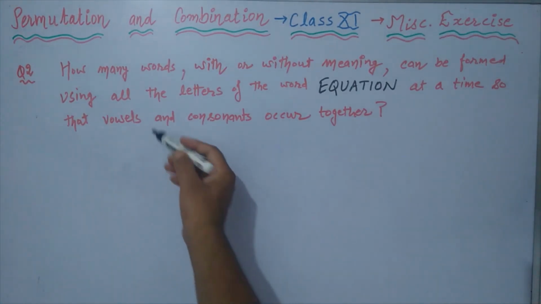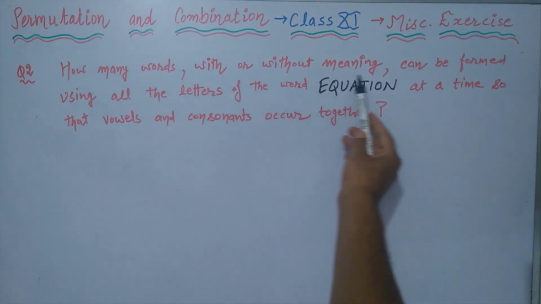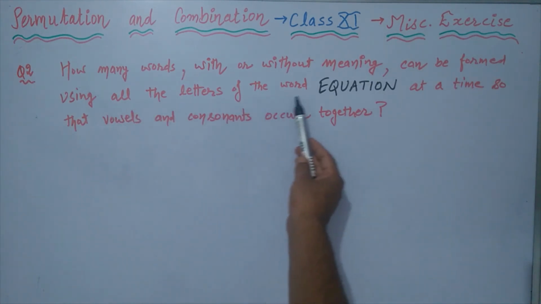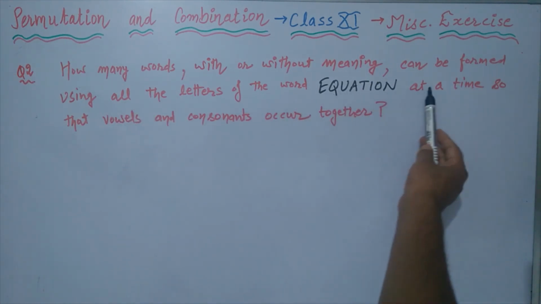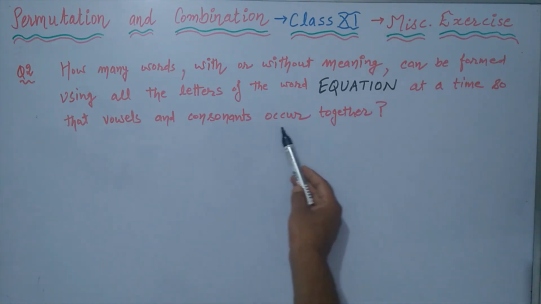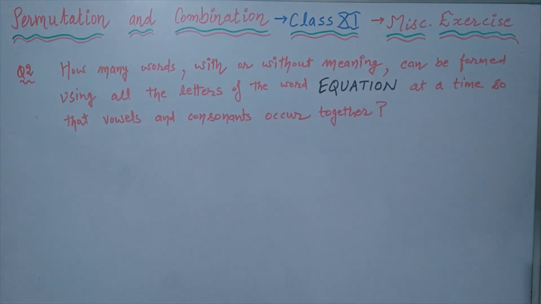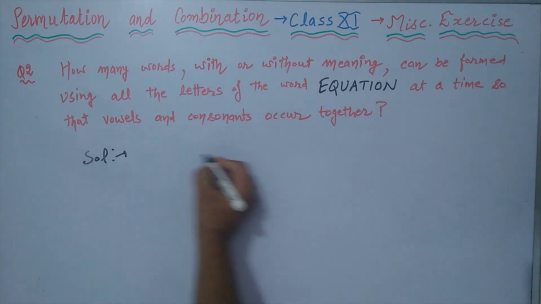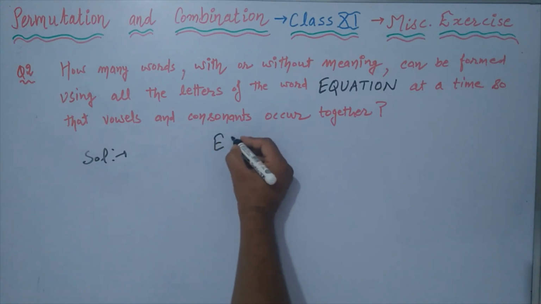Question number 2 is: how many words with or without meaning can be formed using all the letters of the word equation at a time so that vowels and consonants occur together? So first of all, the given word is equation.